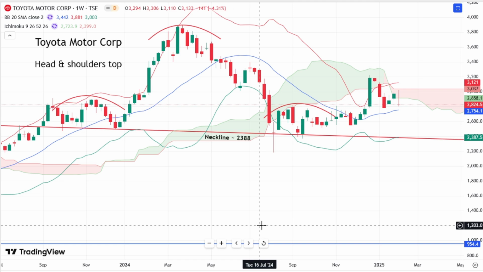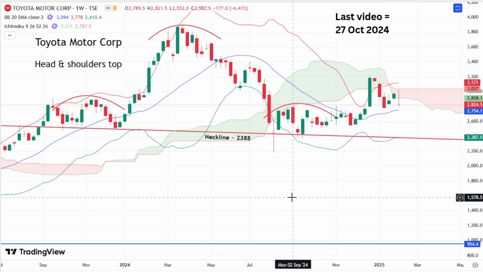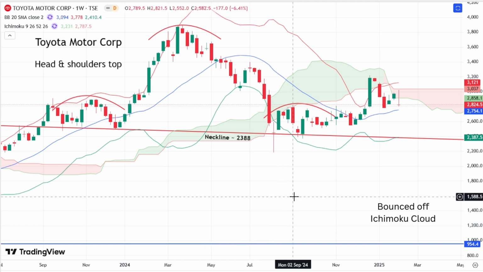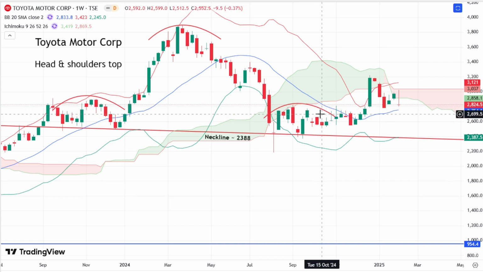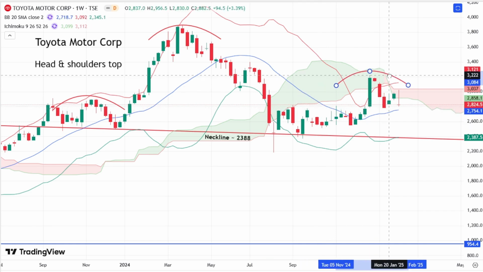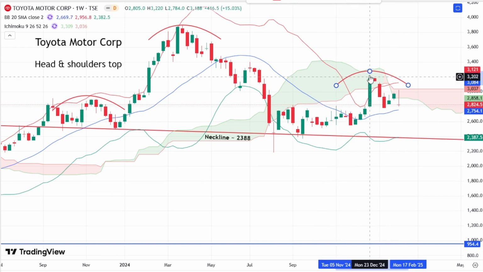In the video on the 27th of October last year, I identified Toyota Motor as forming a head and shoulders top, but noted that the second shoulder over here as being vague and not well formed. I would now like to revise the second shoulder from here to here. Now this reversal looks better defined.